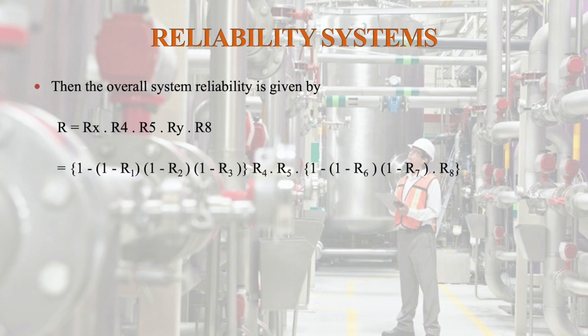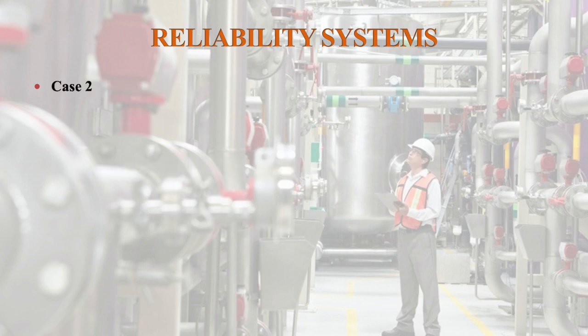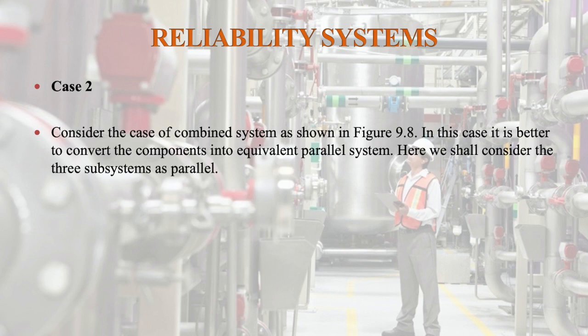So to find out the overall reliability, 1 minus (1 minus R1)(1 minus R2)(1 minus R3) into R4 into R5 and into 1 minus of (1 minus R6)(1 minus R7) and into R8. So this is the overall reliability calculation for the combined system. In case 2, consider the case of a combined system as shown in figure 9.8. In this case, it is better to convert the components into equivalent parallel system.